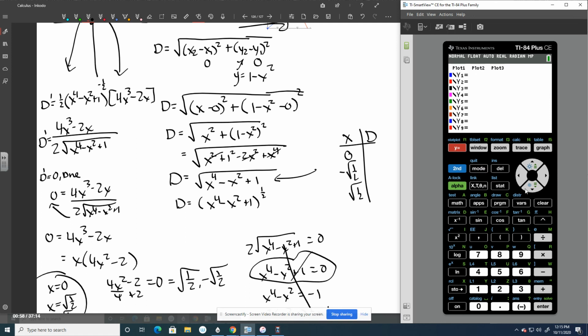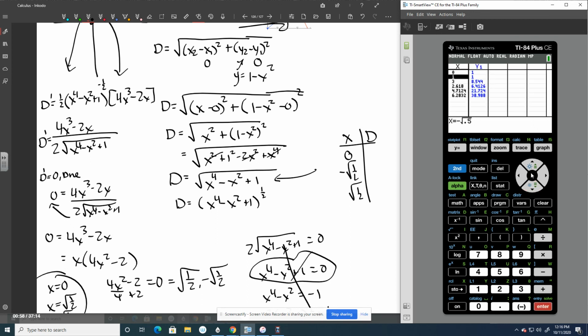let's go ahead and just put it in here. So the square root, where did we simplify it the most? The square root of x to the fourth minus x squared plus 1. So when I look at the table, I want to look at 0. I want to look at negative square root of 0.5. And I want to look at positive square root of 0.5.